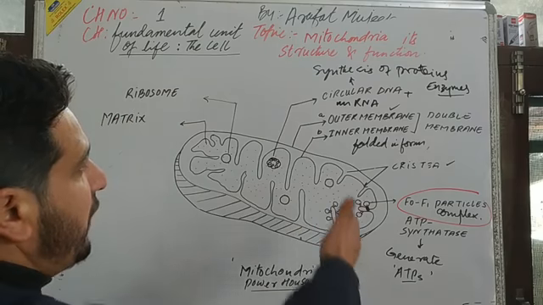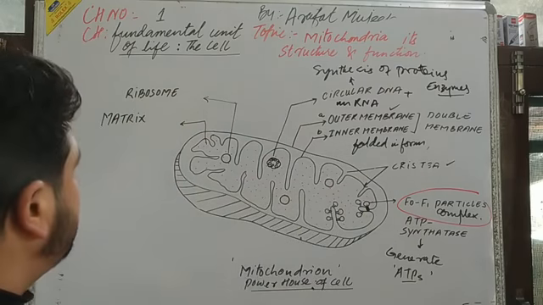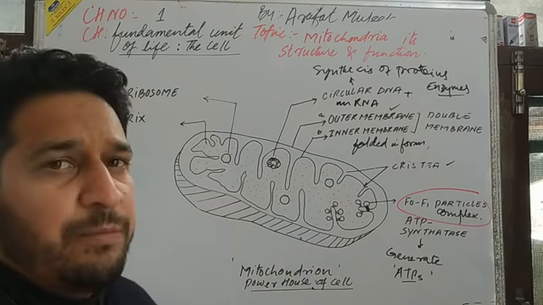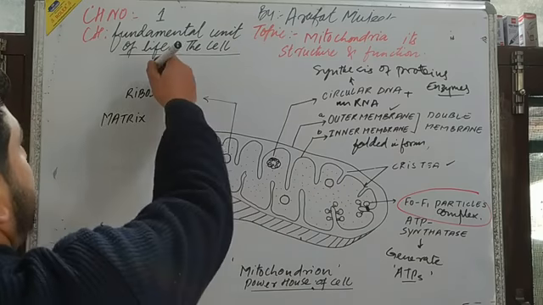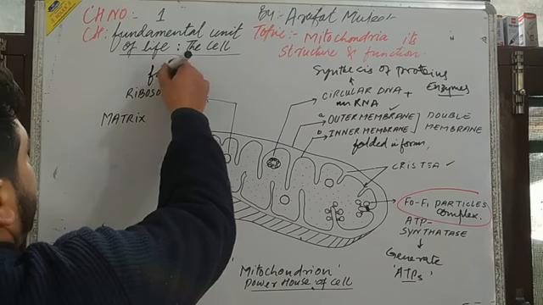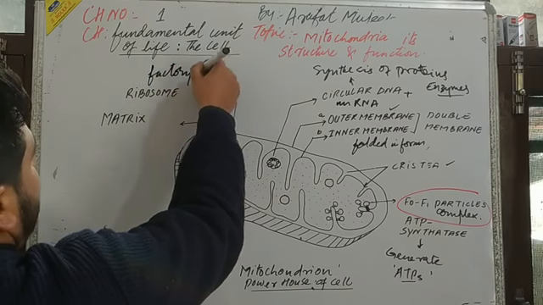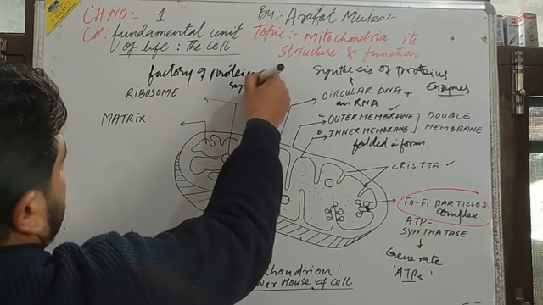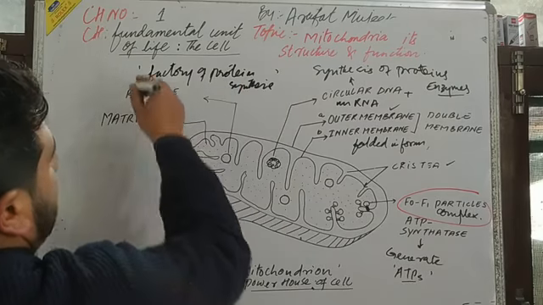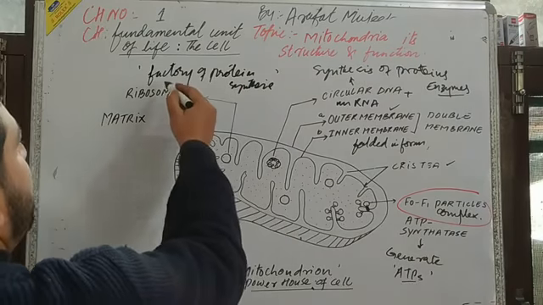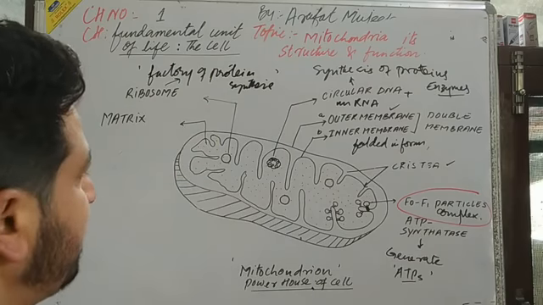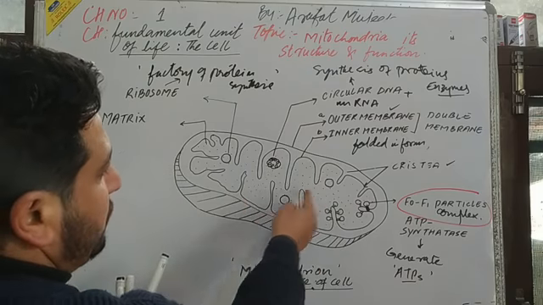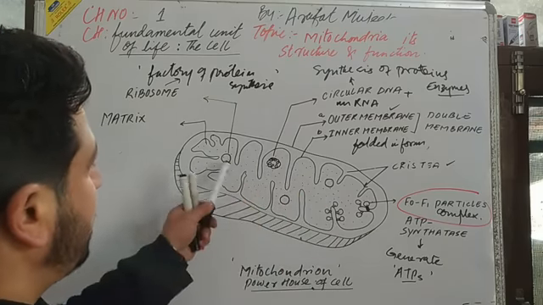Then we will move ahead. Here come the ribosomes. It also contains ribosomes. You know the ribosome is the site of protein synthesis. It is a factory of proteins. It is considered the factory of protein synthesis. तो ये तो जो यहाँ ribosome is meant for this. That means this organelle also contains ribosomes.